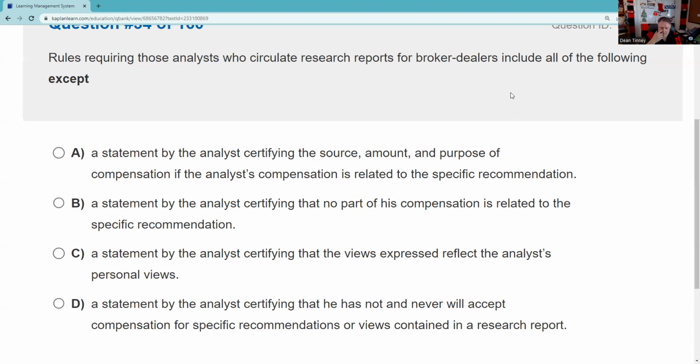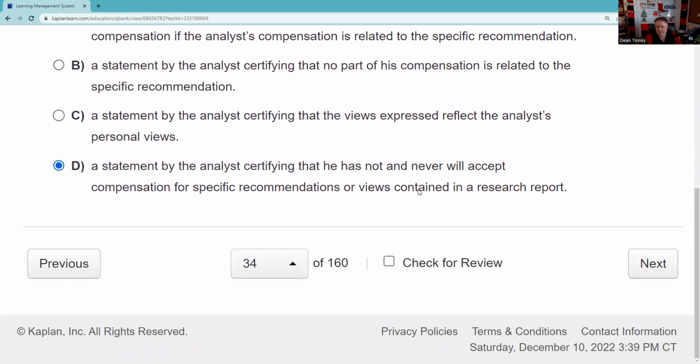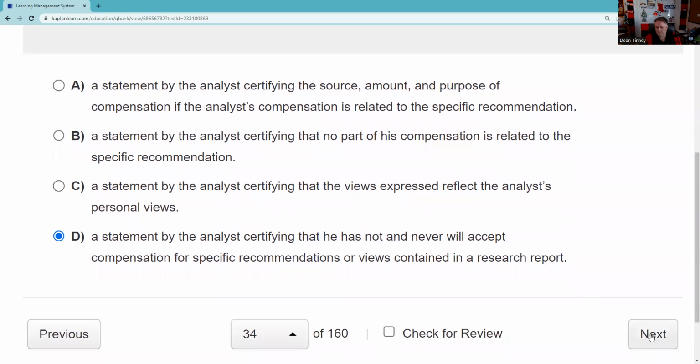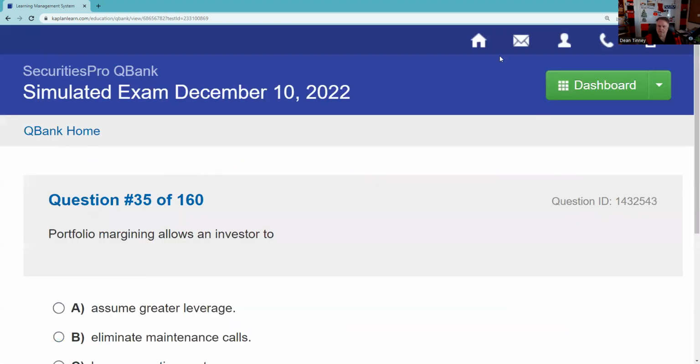A statement by the analyst certifying he has not and never will accept compensation for specific regulation views contained in a research report. No, I mean, he's going to be compensated. The disclosures need to be made. So it's an except format question. So D. Question 35.